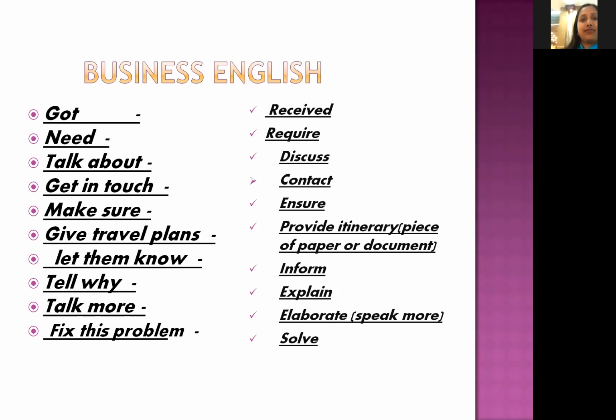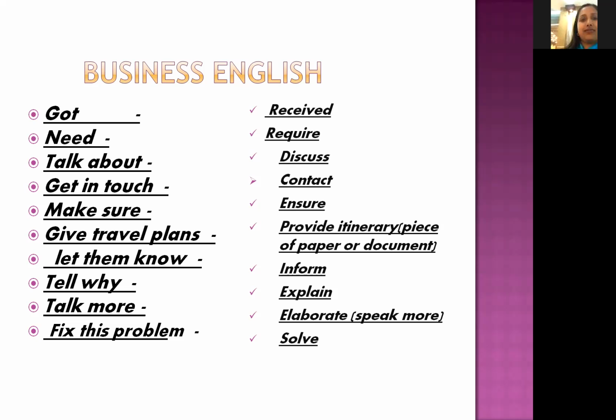Third one, can we talk about this thing later? At a place of work, what will your boss say? Can we discuss this thing later, please? Get in touch. This is quite informal, but at a place of work, you will use the words, please contact me. Make sure. Instead of make sure, we will use, can you ensure this thing?